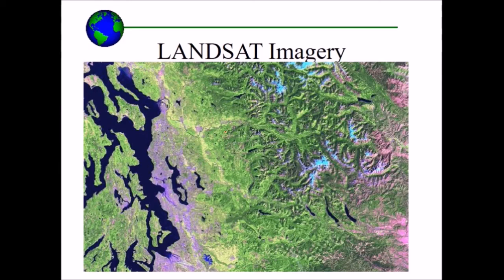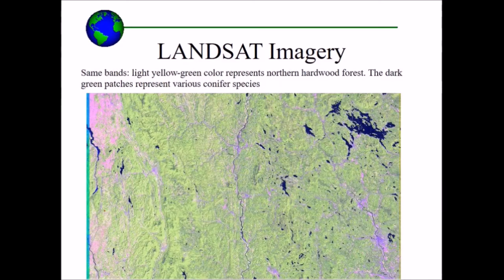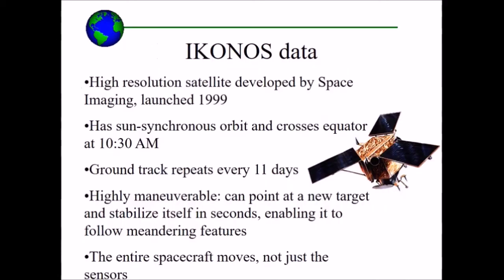This is Landsat imagery. This is a composite of SWIR or shortwave infrared, NIR and red. So it shows man-made features as well as the densely forested area and agriculture. You can see that light yellow green color. This represents northern hardwood forest. The dark green patches here, they represent various coniferous species.